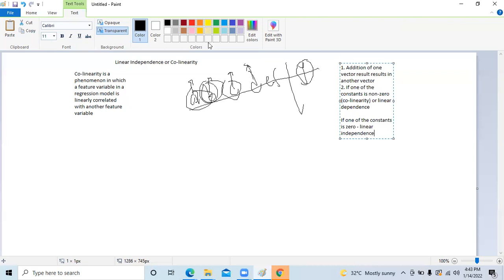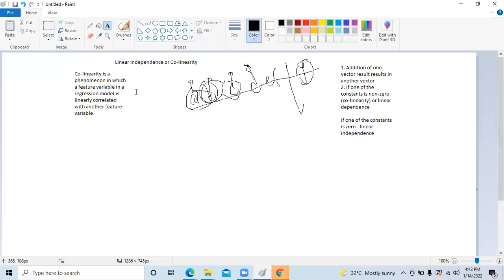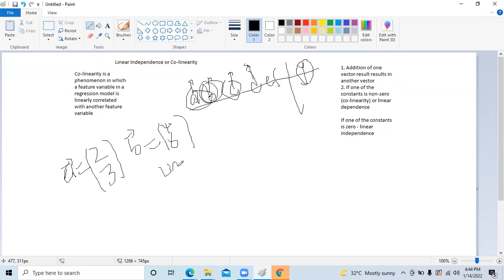So I'll take a couple of examples. The first example I'm going to give you is, so we have two vectors, vector A is equal to 2, 3, right? And vector B is equal to 4, 6. So you can see that multiplying vector A by 2 gives us vector B, or adding vector A to vector A gives us vector B. So you can say these two vectors show collinearity, or they are linearly dependent.